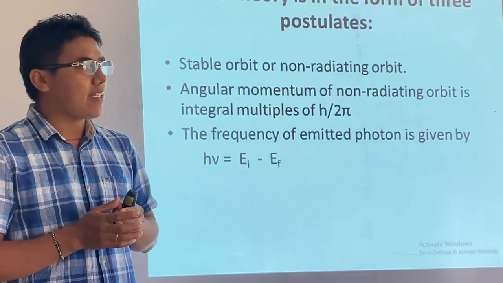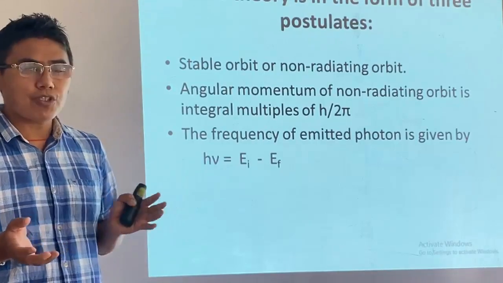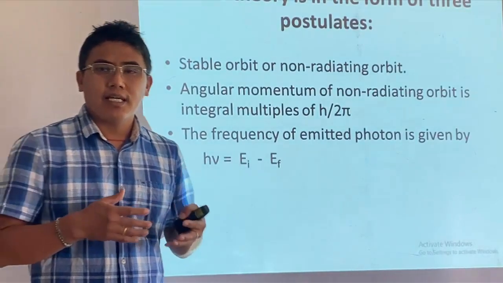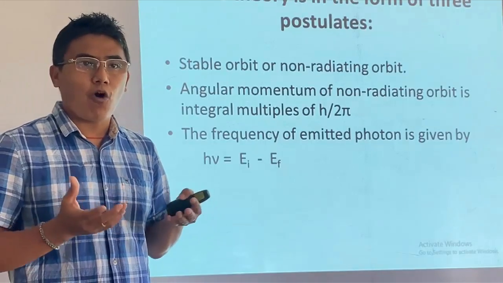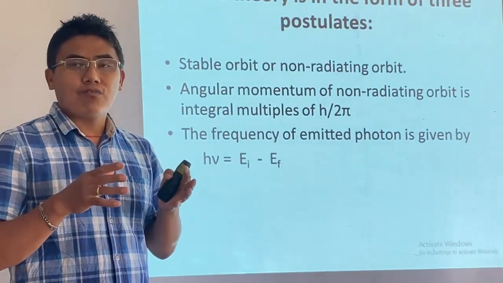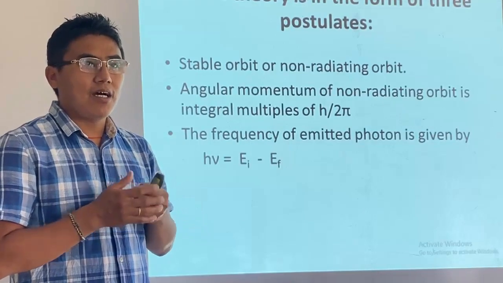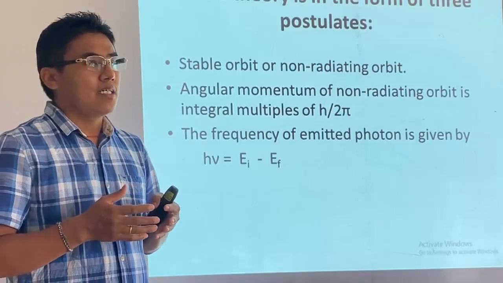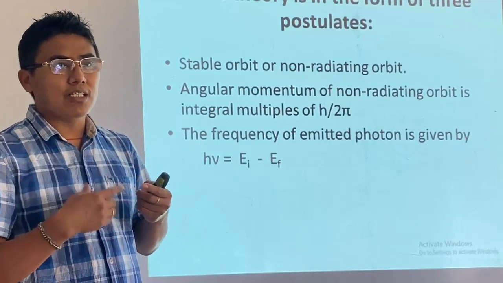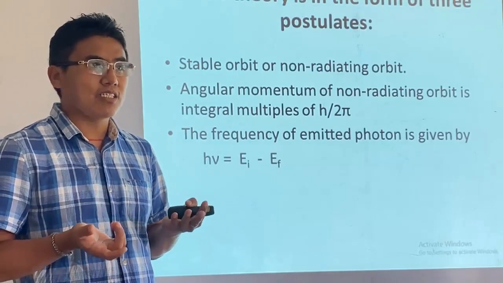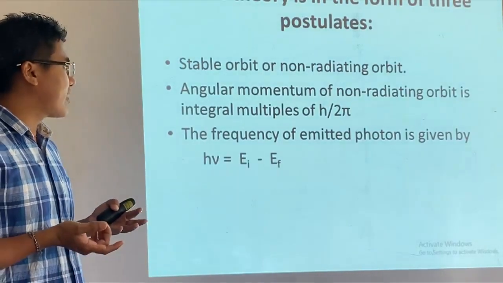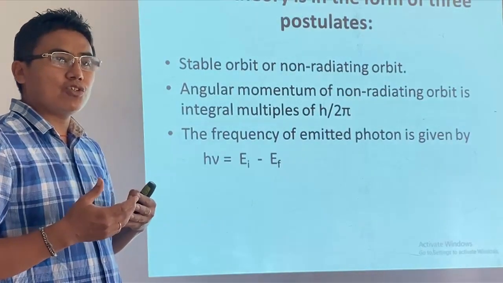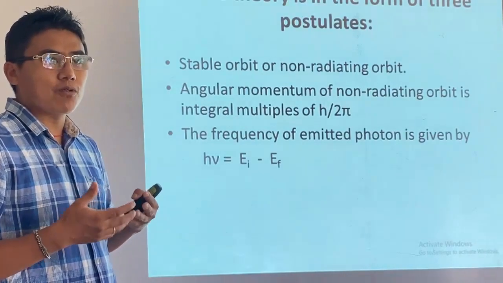So this is what we have. Last time we talked about the three postulates, and we said that the first postulate is all about the orbit. He talks about a stable orbit, what we call a non-radiating orbit. Unlike classical electromagnetism, he says that when the electron goes around in that orbit, the electron doesn't emit electromagnetic radiation, and this is what we call non-radiating orbits. The second part is what kind of condition that particular orbit must satisfy.